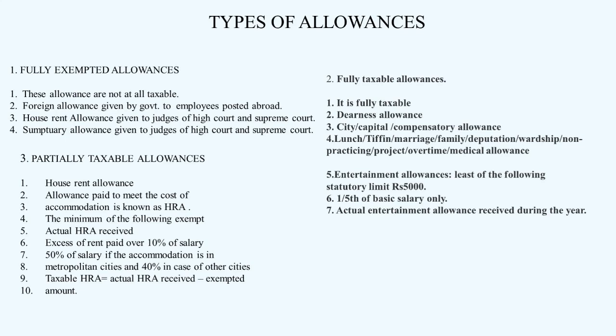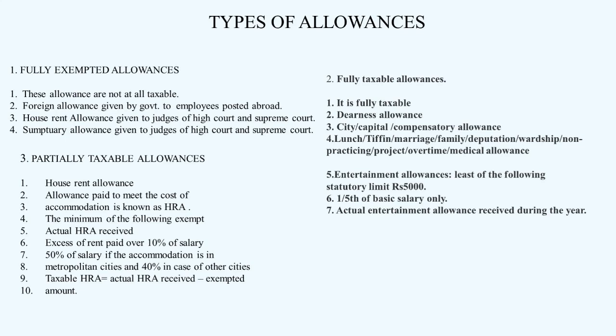2. Fully taxable allowances. These are fully taxable: dearness allowance; city, capital, compensatory allowances; lunch, tiffin, marriage, family, deputation, wardship, non-practicing, project, overtime, medical allowance. Entertainment allowance: least of the following. Statutory limit 5,000 rupees; 1/5 of basic salary only; actual entertainment allowance received during the year.